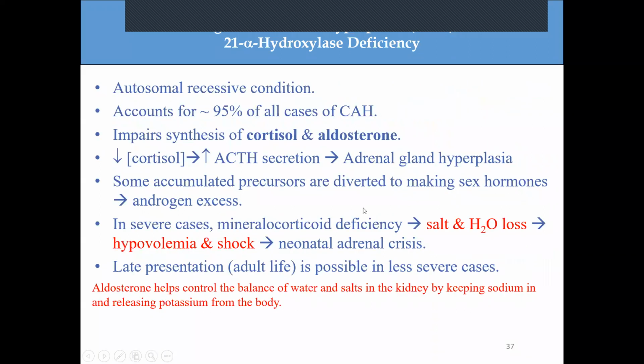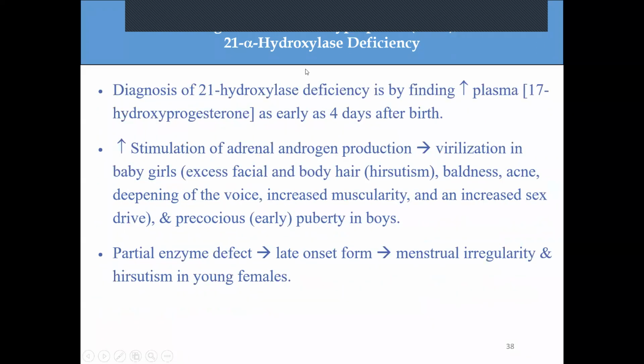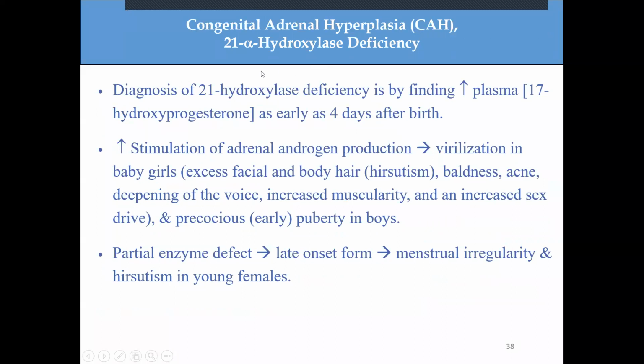In the case of patients that don't have a full deficiency, only a partial deficiency, that's just going to look like hirsutism and menstrual irregularity. So that's an irregular period, and a lot of excess facial hair in young females.